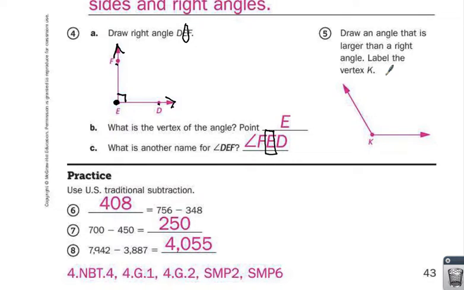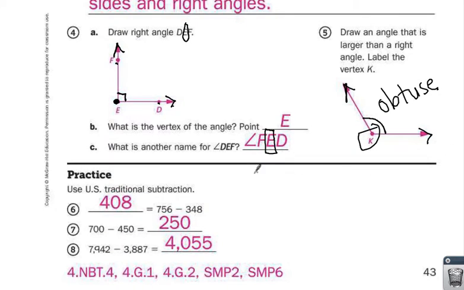Number 5, draw an angle that is larger than a right angle. Label the vertex K. Here you can see the vertex is K. This is larger than a right angle. We call that an obtuse angle. Make sure you have your arrows on each end of your ray.